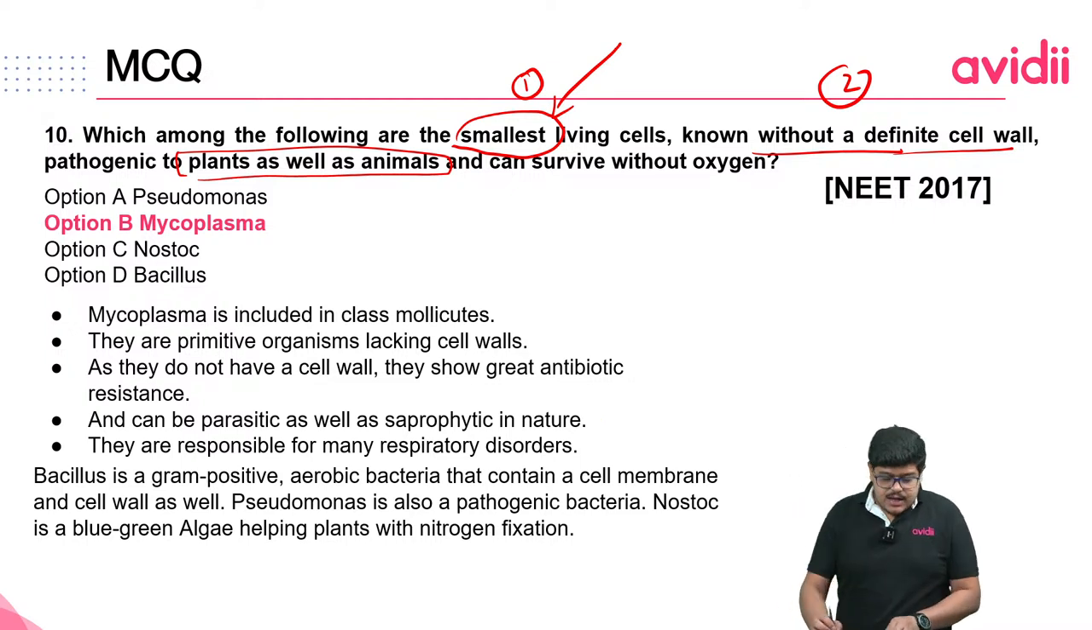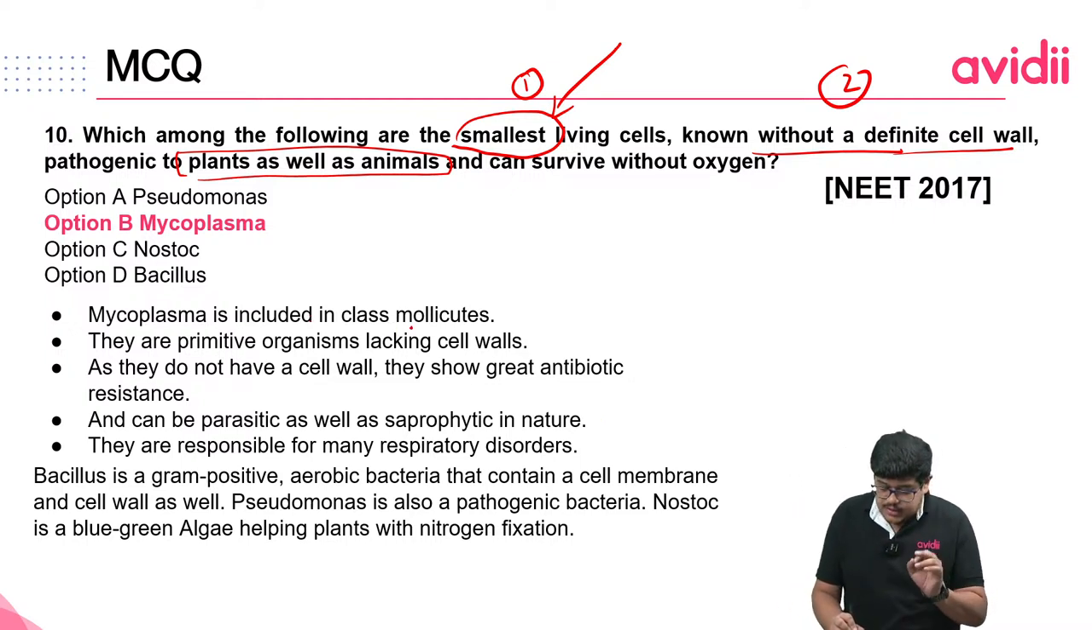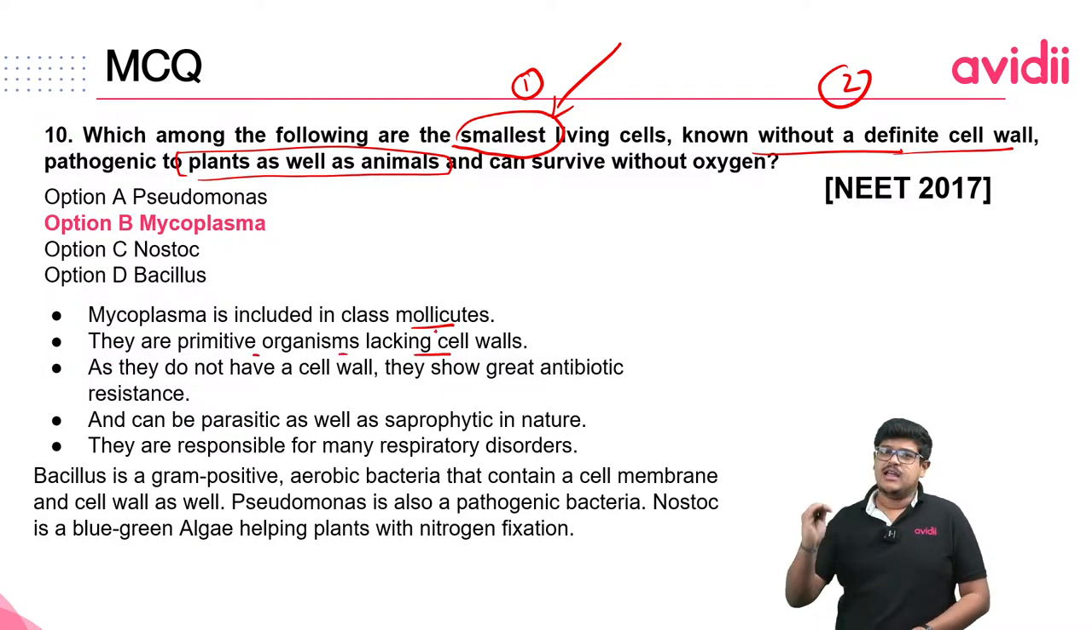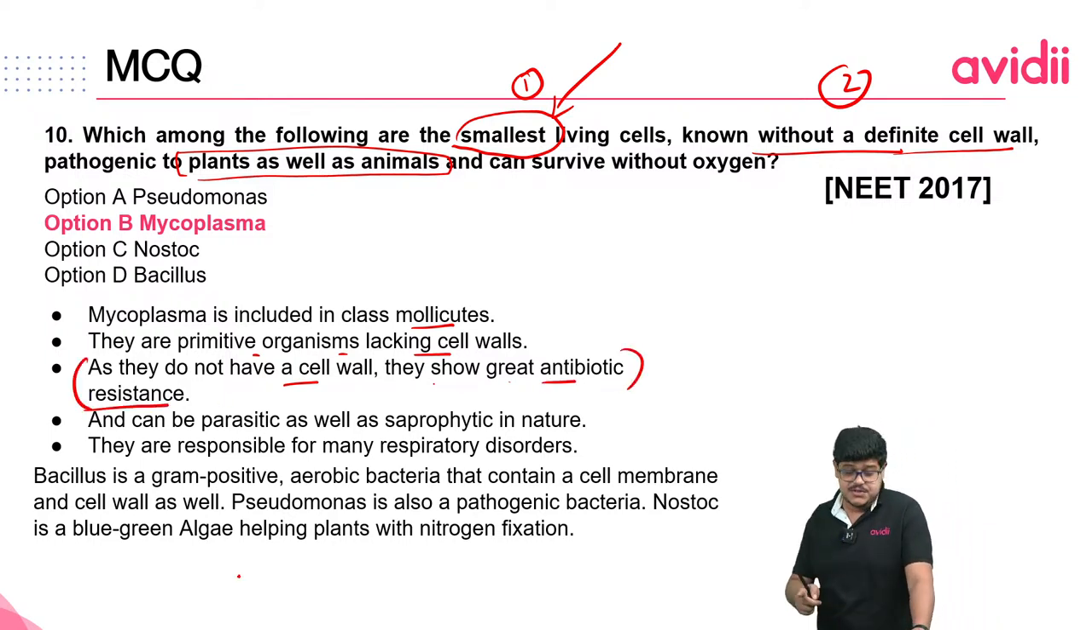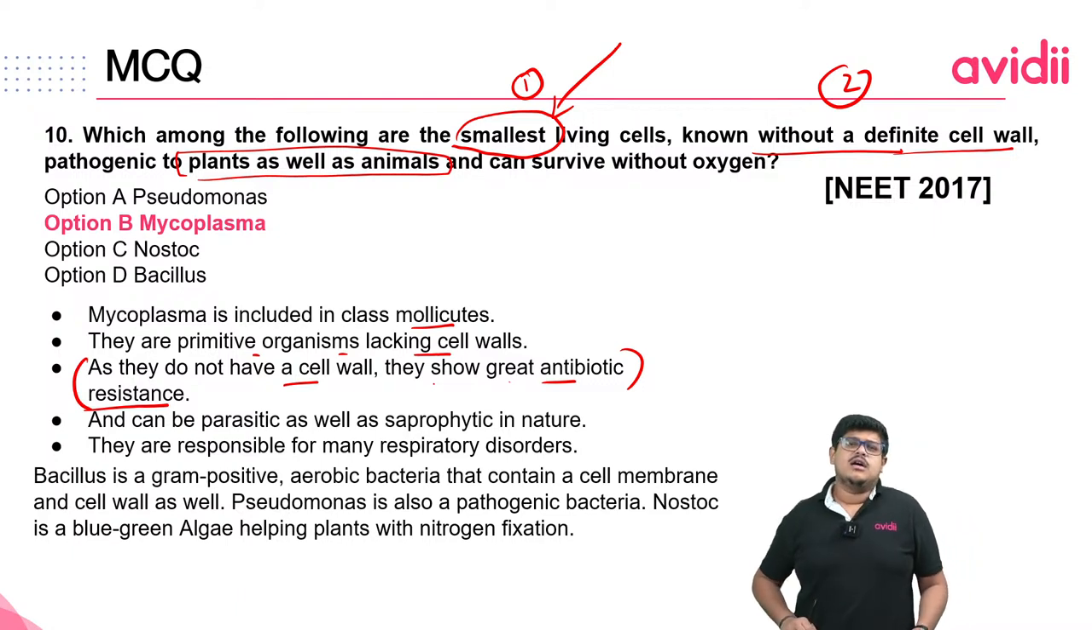Okay, so mycoplasma is included in the class Mollicutes. They are primitive organisms lacking a cell wall. They do not have a cell wall. They show great antibiotic resistance. Now, can anyone tell me, cell wall and antibiotic resistance, what is the relation?